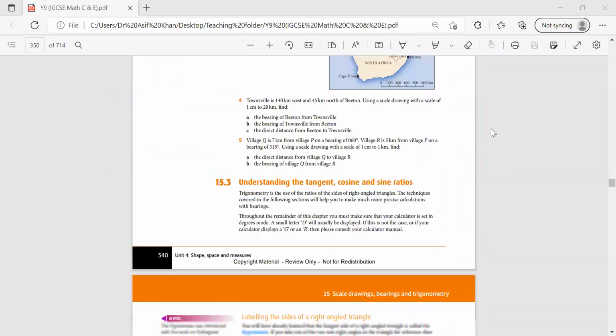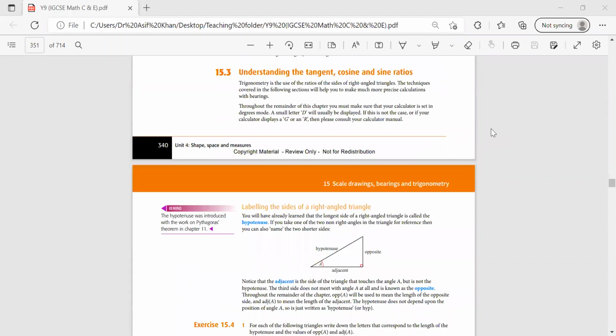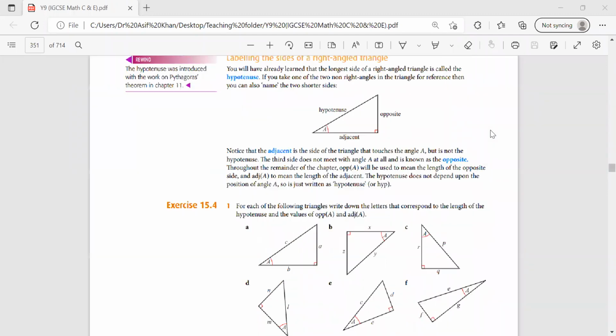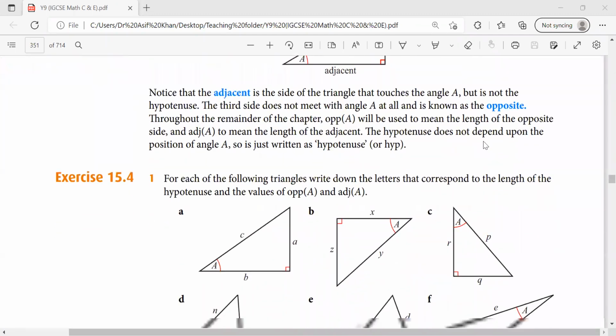Okay, so today we are going to discuss what is meant by solving a triangle. Solving a triangle means finding all the missing lengths and all the missing angles. We will learn it one by one. For this, first of all, we should be aware of the names of the sides.